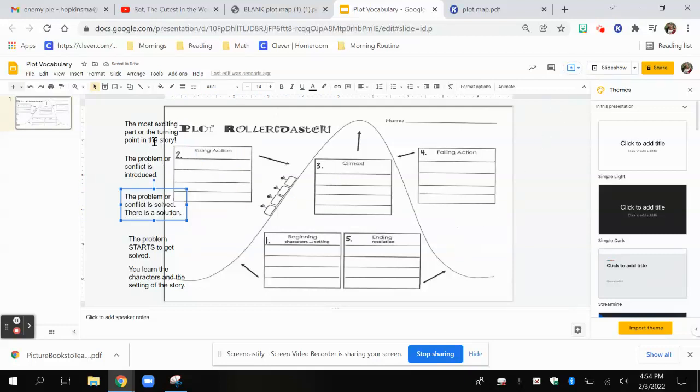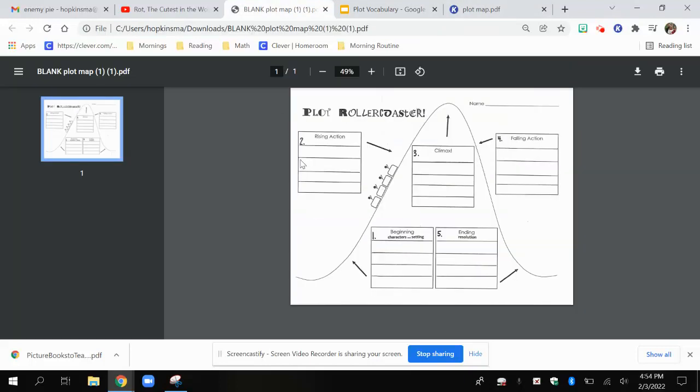So we've got the most exciting part or the turning point in the story. You're going to put that where it goes. The problem or conflict is introduced. The problem or conflict is solved. There's a solution. The problem starts to get solved, and you learn the characters and the setting of the story. This is what you're going to do. You're going to drag these, turn this in when you finish, and then finish your plot map so you really know and understand what each of these story elements are.